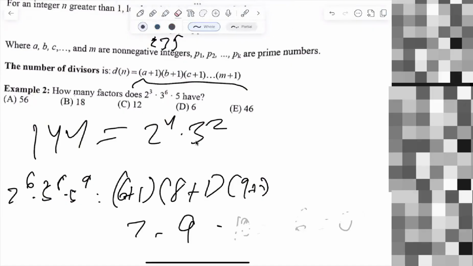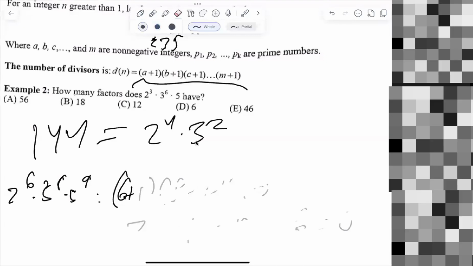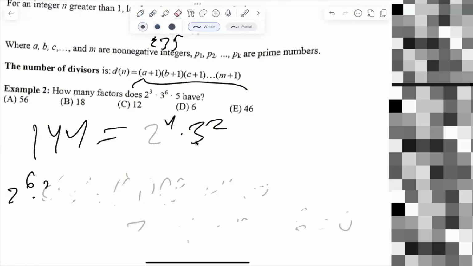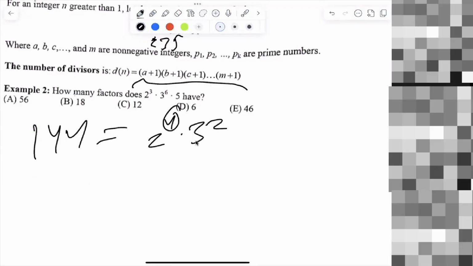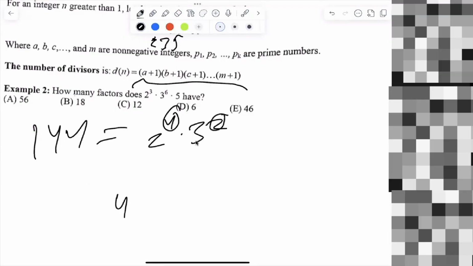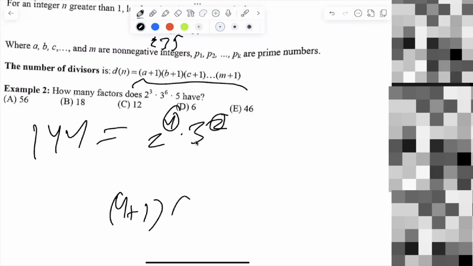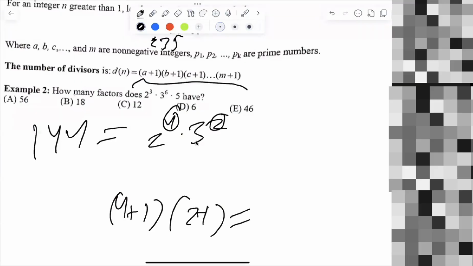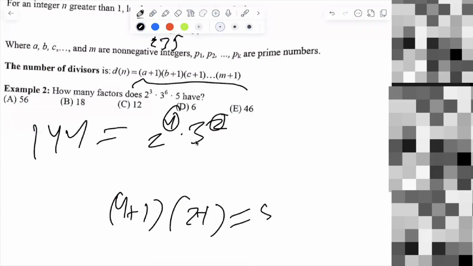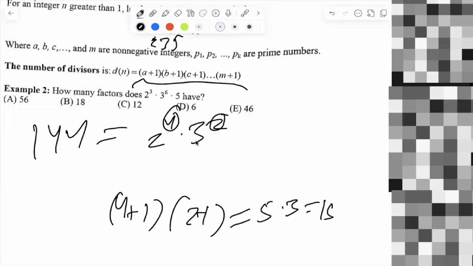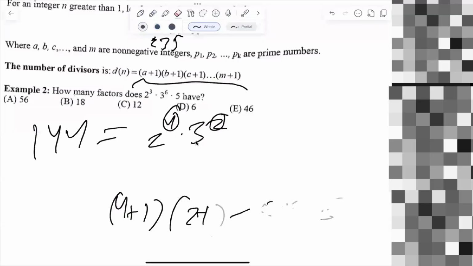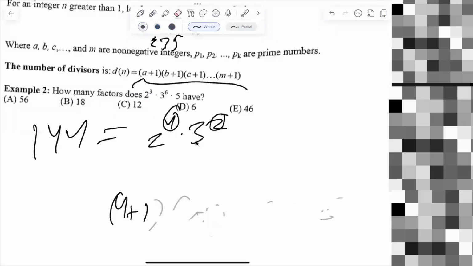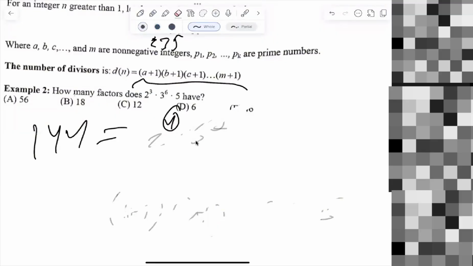You can similarly apply this to 144. There are two exponents, 4 and 2, from 2 to the 4th times 3 squared. Doing the same process as we did before, 4 plus 1 times 2 plus 1. This gives you 5 times 3, or 15. Alright, so there's 15 factors. This is including 1 and the number itself, by the way.